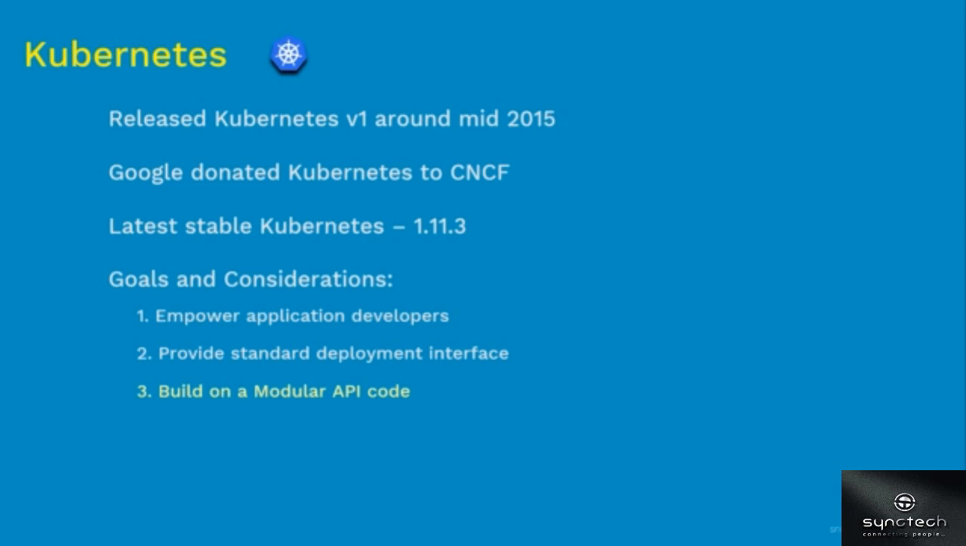Rancher is one of the companies which took advantage of this and started offering services on top of Kubernetes, like deploying applications on Kubernetes and managing your Kubernetes cluster. That's all possible because of Kubernetes' modular API.